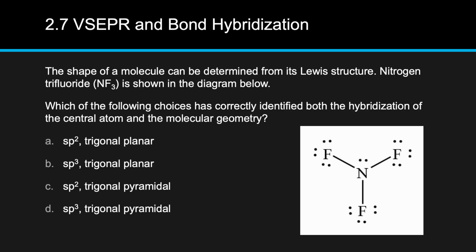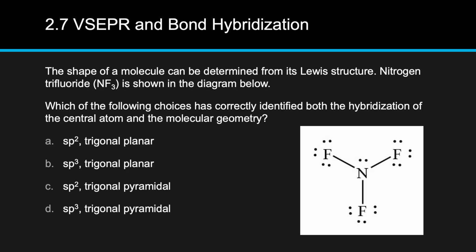The shape of the molecule can be determined from its Lewis structure. Nitrogen trifluoride is shown in the diagram below. Which of the following choices has correctly identified both the hybridization of the central atom and the molecular geometry? So again, we have a central atom with 3 terminal atoms, which means we know it's going to be trigonal. Remember, the difference between planar and pyramidal is that planar does not have a lone pair on the central atom, and pyramidal does. So this would be trigonal pyramidal because we have that lone pair on the central nitrogen.